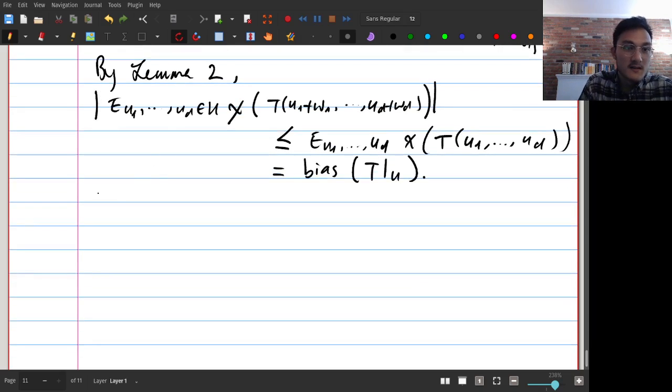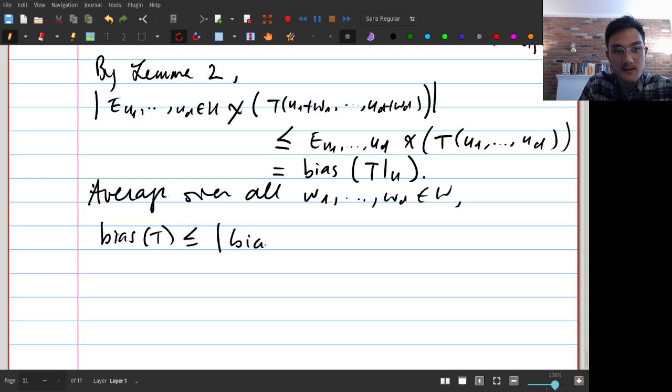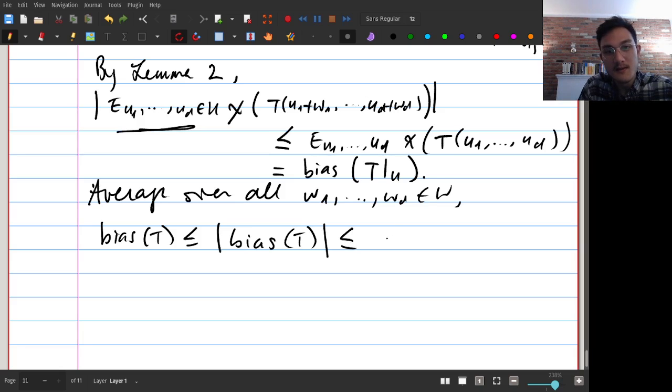Okay, so this is for all W1 up to WD, so we average over all W1, WD, and W. And you apply the triangle inequality, so we get bias of T is less than or equal to, where you put the bars, right? And then you average over all W1 up to WD here, right? Add an extra average. And once you pull it inside, you get the thing on the top here, which is less than or equal to bias T.